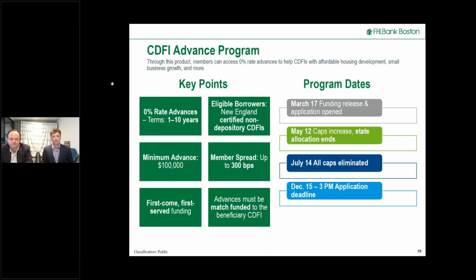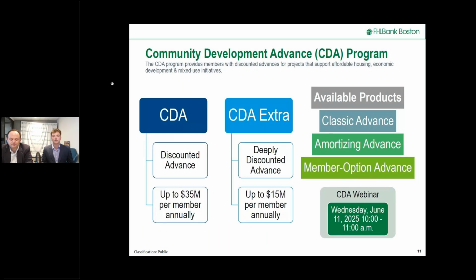Another really fantastic program I'd like to zoom in on is the Community Development Advance, which consists of discounted advances for projects that support affordable housing and community development in your communities. There are two buckets here for the CDA. The CDA bucket, which is $35 million in grants and subsidies, and CDA Extra, which is even more deeply discounted than CDA, but it is only up to $15 million from that bucket. You can take advantage of the discount on a wide variety of advance products, including the Classic Advance, Amortizing Advance, and the Member Option Advance.